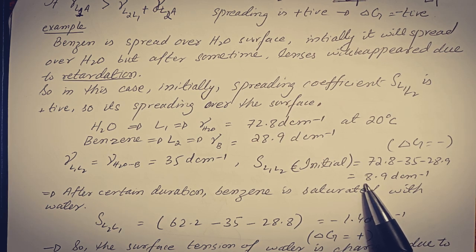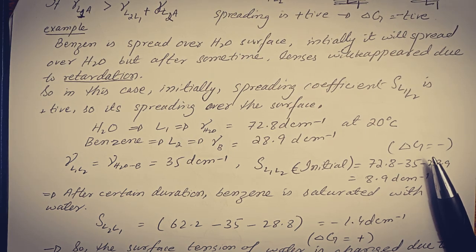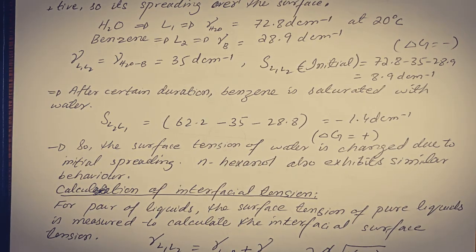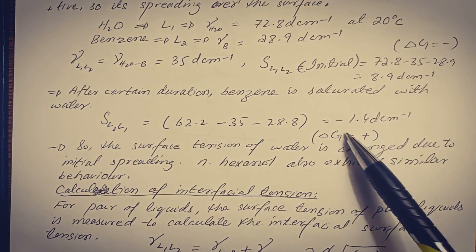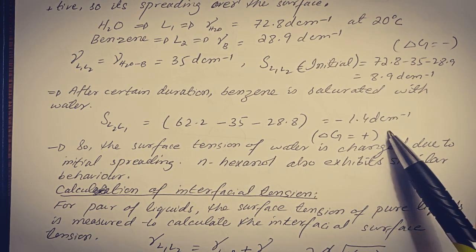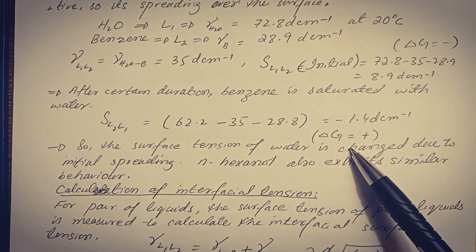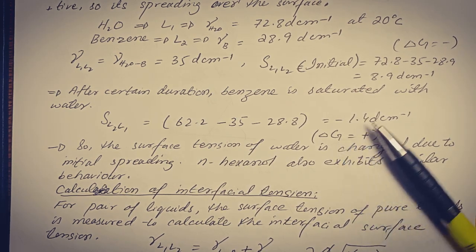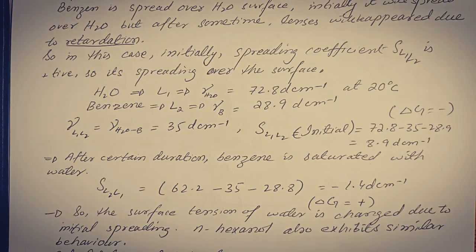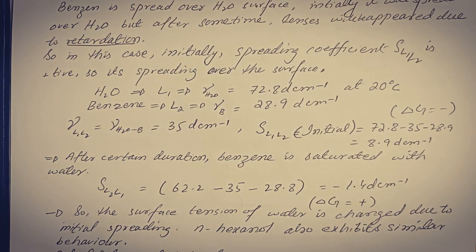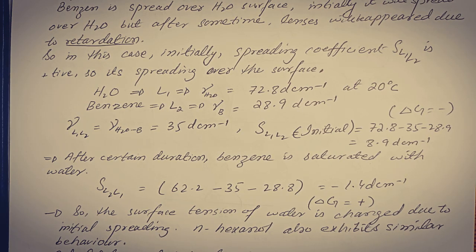It means that the spreading is observed initially. But after a certain duration, benzene is saturated with water, and for this system, again the surface tensions of the different interfaces were measured, leading to a negative value of spreading coefficient that will give a positive Gibbs free energy change for overall spreading. So this is the reason why the spreading has changed to retardation. It means the formation of lenses was observed, and similar phenomena was observed for hexanol, which exhibits similar behavior.